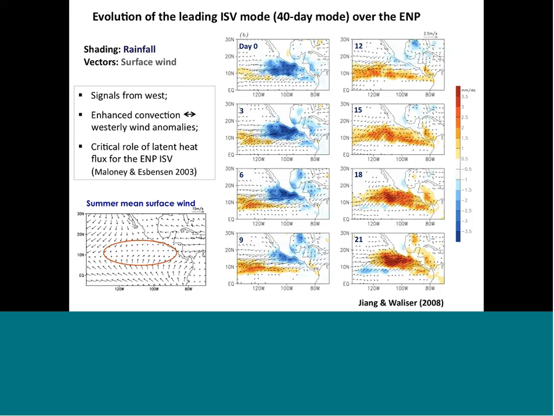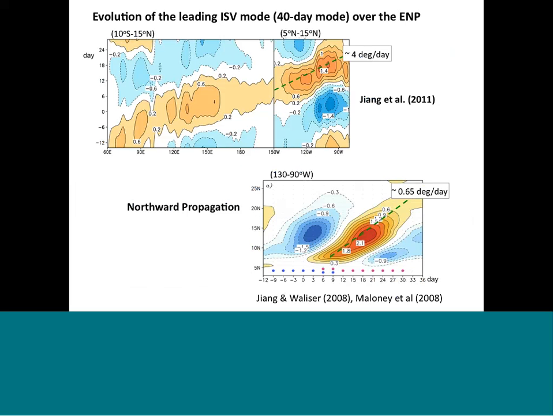This positive feedback is found to play a critical role for the growth of the ISV convection over the Eastern Pacific, based on the previous study by Maloney and Esperson in 2003. However, I should note that this positive feedback is only valid in presence of the westerly summer mean flow or very weak mean flow case. So next slide, please, Dan.